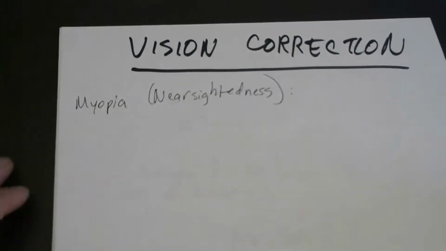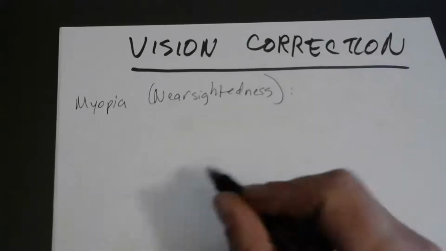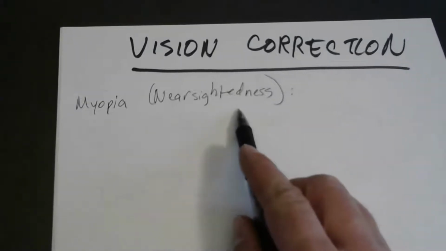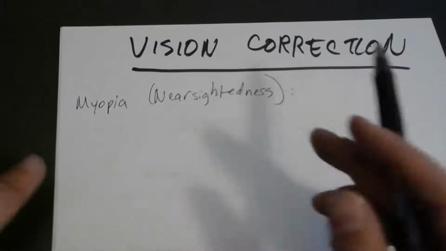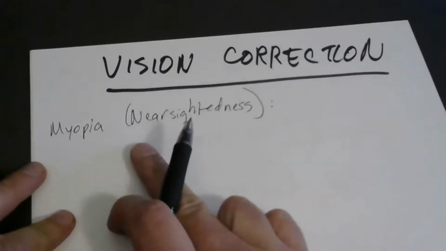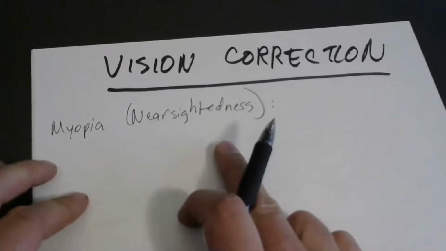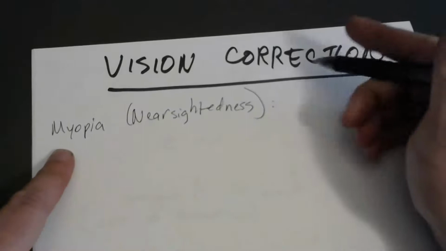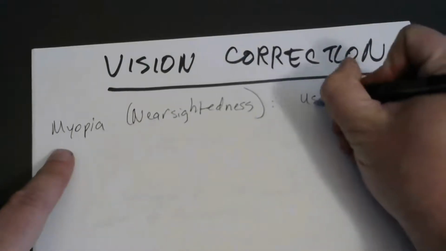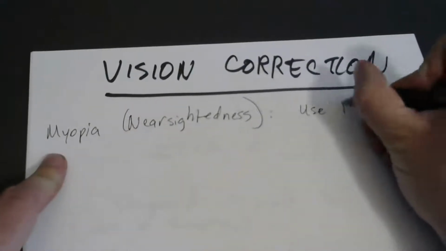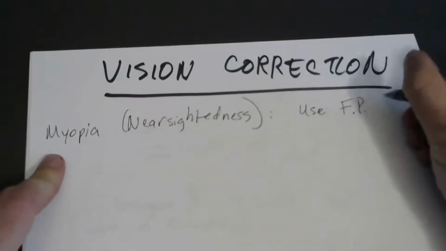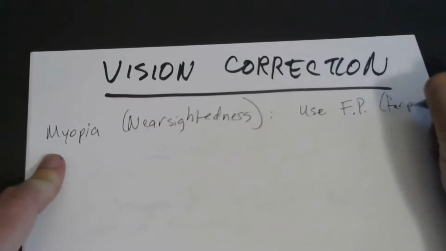If you're nearsighted, that means you can see things that are near well, and you have a tough time seeing things that are far away. So when you solve problems involving the correction of myopia, you're going to use the far point, FP. We'll see what that means in a moment.